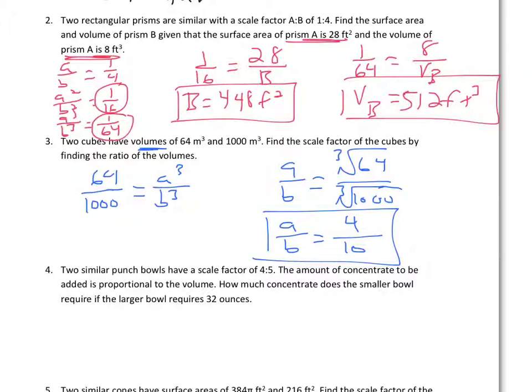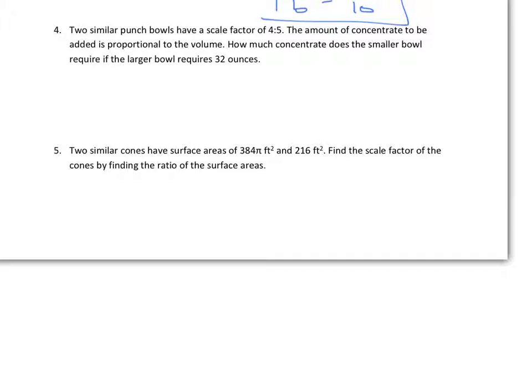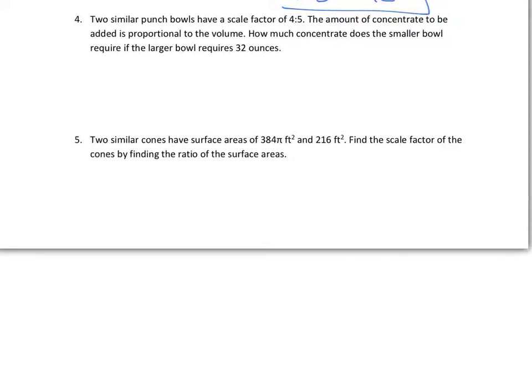Okay, and the next problem. We get two similar punch bowls have a scale factor of 4 to 5. The amount of concentrate to be added is proportional to the volume. Okay, how much concentrate does the smaller bowl require if the larger bowl requires 32 ounces? Okay, so we're going to be working with, obviously, volume here. It tells you we're proportional to the volume.